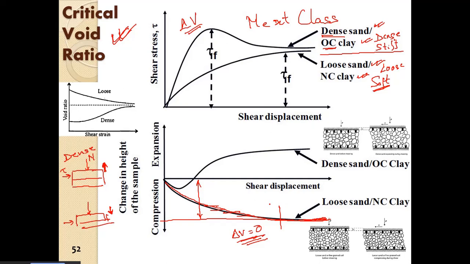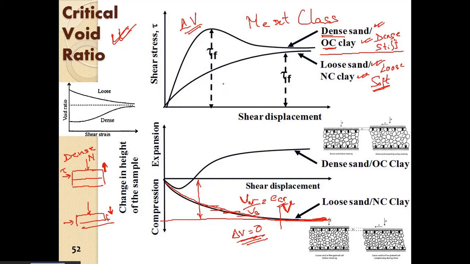So the volume that we have at that state, we need to measure, and the volume of voids that we have at that point divided by the volume of solids, we have the void ratio, which is actually the critical void ratio.